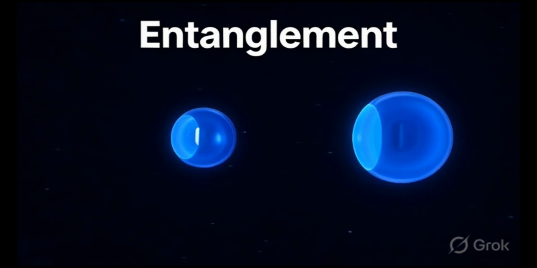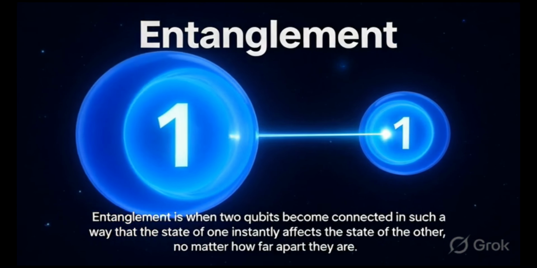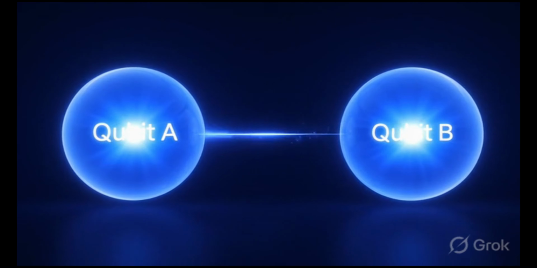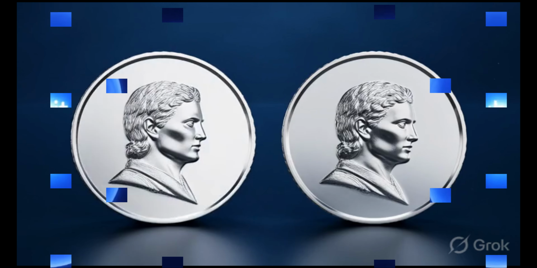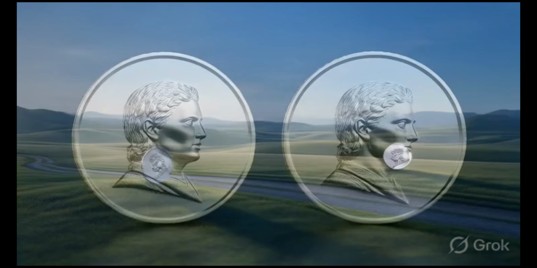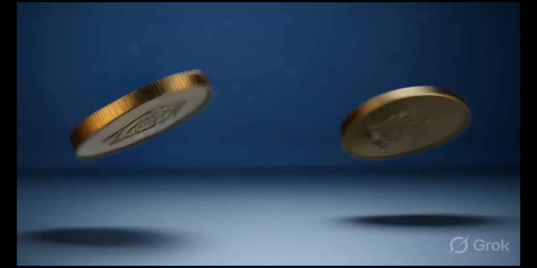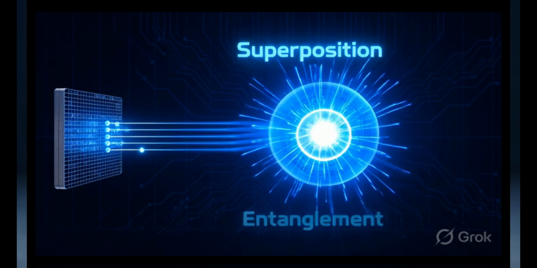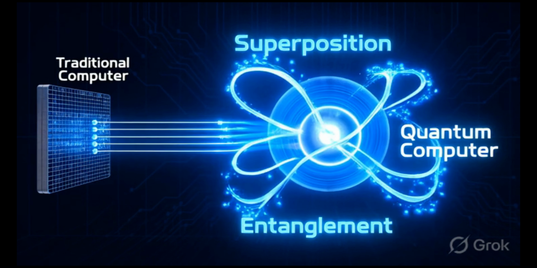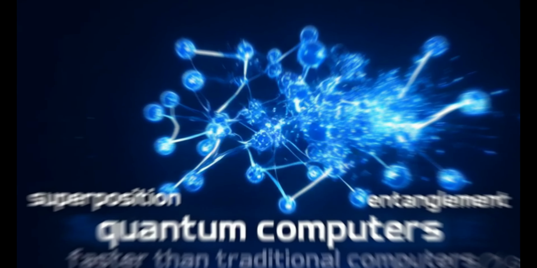Another important concept is entanglement. Entanglement is when two qubits become connected in such a way that the state of one instantly affects the state of the other, no matter how far apart they are. It is like having two perfectly synchronized coins. If one lands on heads, the other will also be heads, instantly, even if they are miles apart. Because of superposition and entanglement, quantum computers can perform complex calculations much faster than traditional computers.